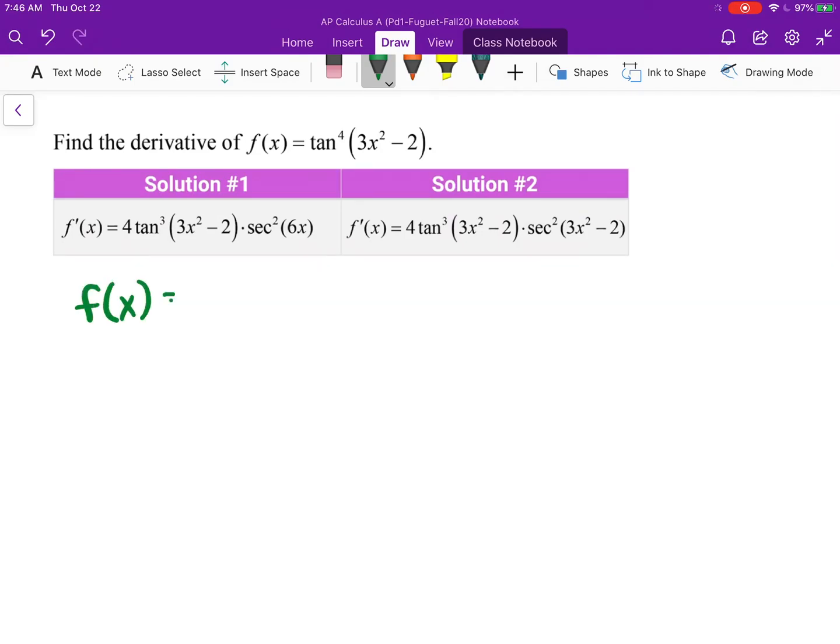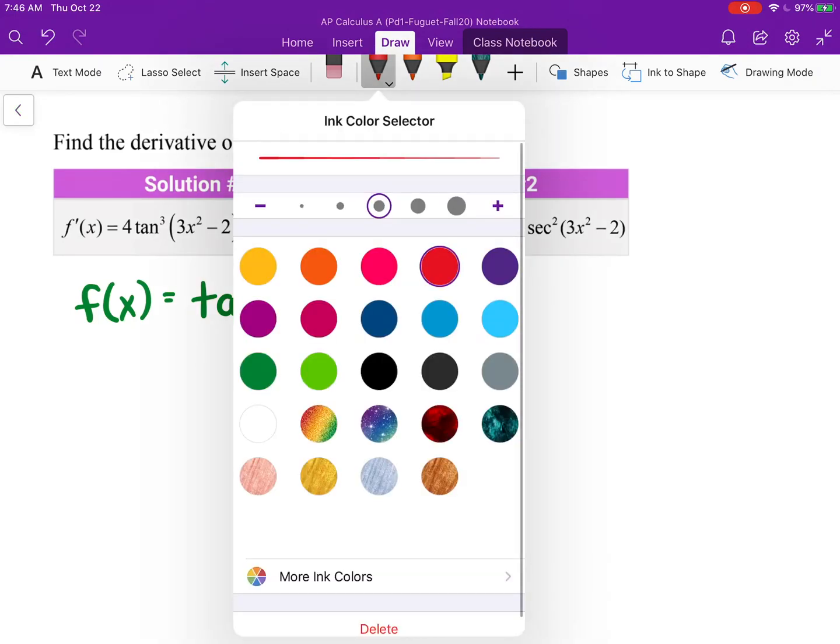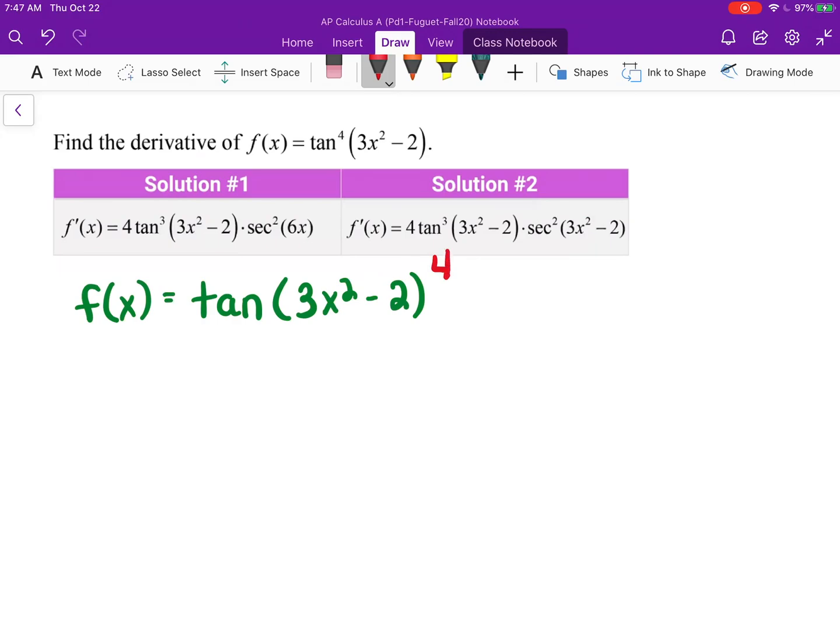But the first thing we're going to do is take the derivative. So we're going to say f of x, this is our function, f of x equals tangent, and I'm actually going to rewrite this as tangent of 3x squared minus 2, and I'm going to put the fourth power outside, like this. Again, that means the same thing. Tangent with the 4 right behind it is the same thing as to the fourth power of the whole function. So we can rewrite it like this, and that makes it a little bit easier to see that we have an inside function, tangent of 3x squared minus 2, and then we also have an outside function, to the fourth power. So I know we're going to need to use the chain rule here once we start taking the derivative.